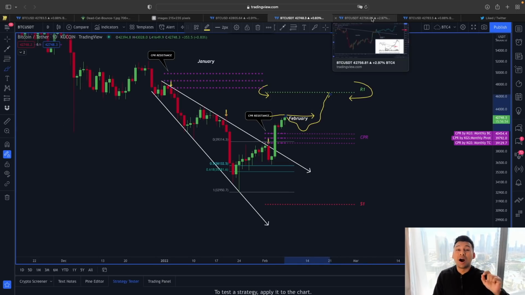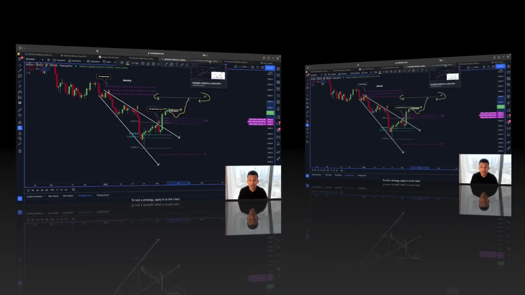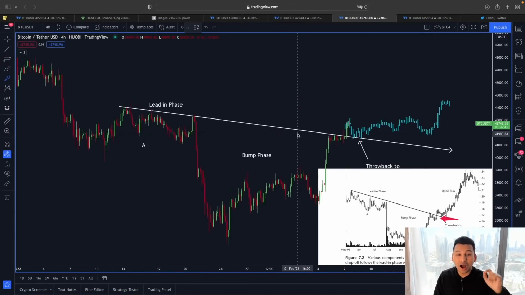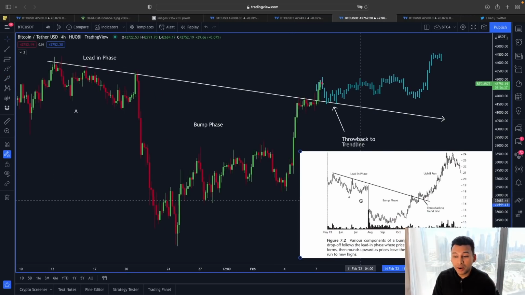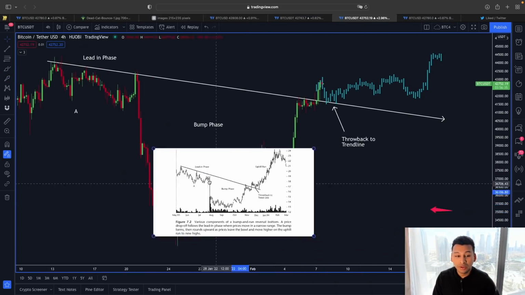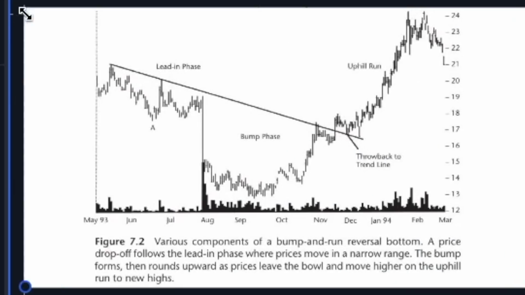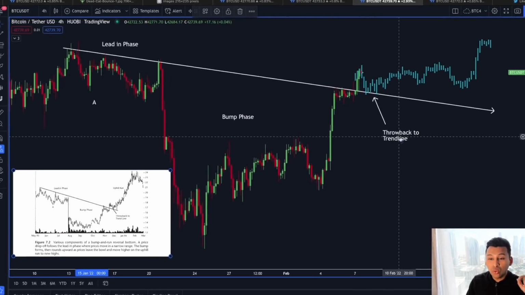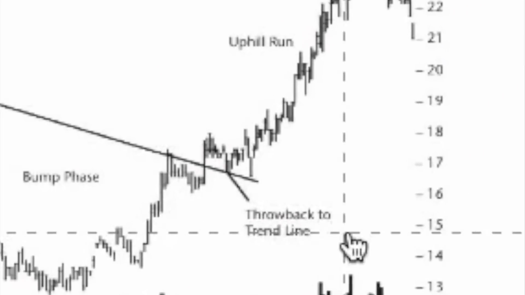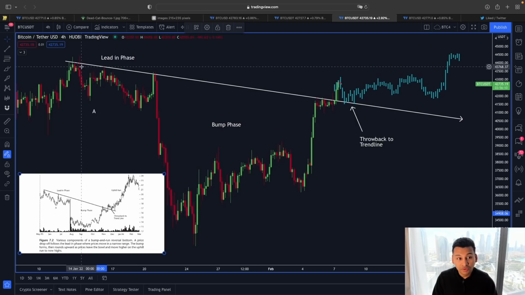And now, guys, I am going to show you in another way why, if there is going to be any sort of a retracement, that will make a lot of sense. If you look at this price structure in a 4-hour time frame, this here is a bump and run reversal pattern. According to the bump and run reversal pattern, as you can see, the lead phase and the bump phase have already occurred, and now what we are waiting for is the throwback to the trend line. The throwback is going to be around this falling trend line, which previously acted as a strong line of resistance.